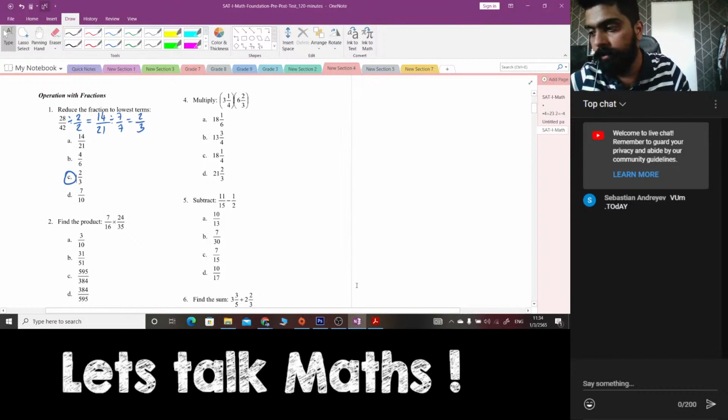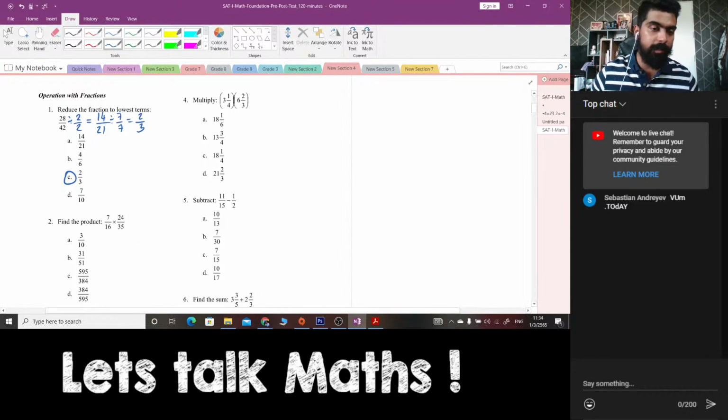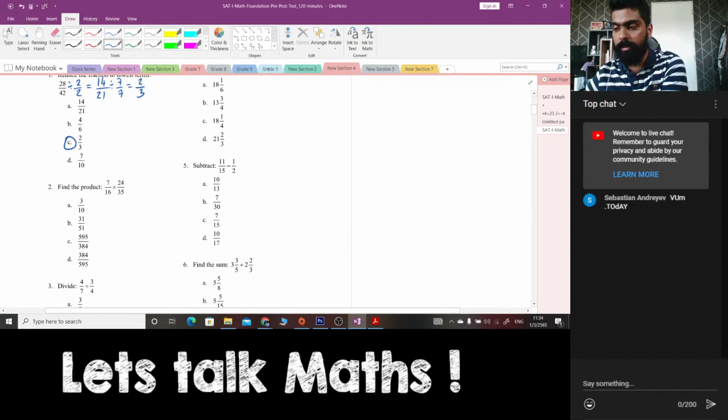All right. So question number 2, pretty easy. They want us to find the product. Product means we are going to multiply them. Again, guys, usually they'll always be looking for the answer in the lowest term, so it's always good to start off by simplifying. We see that 7 and 35 can simplify, so 7 will change to 1 and 35 will change to 5, right guys?